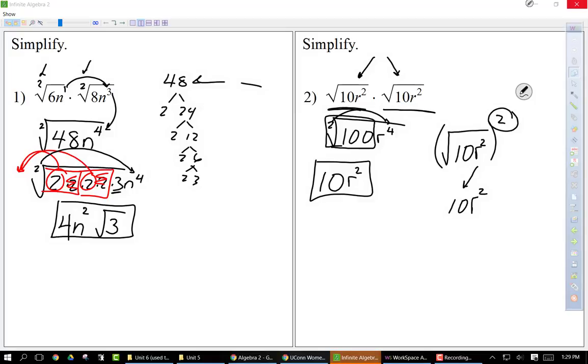This 2 just means I have 2 of the square roots. So that's what I get. That's why I get 10r squared for my final answer. So that was a little easy one. You might have gotten that. If not, then just break it down with your prime factorization and go from there.